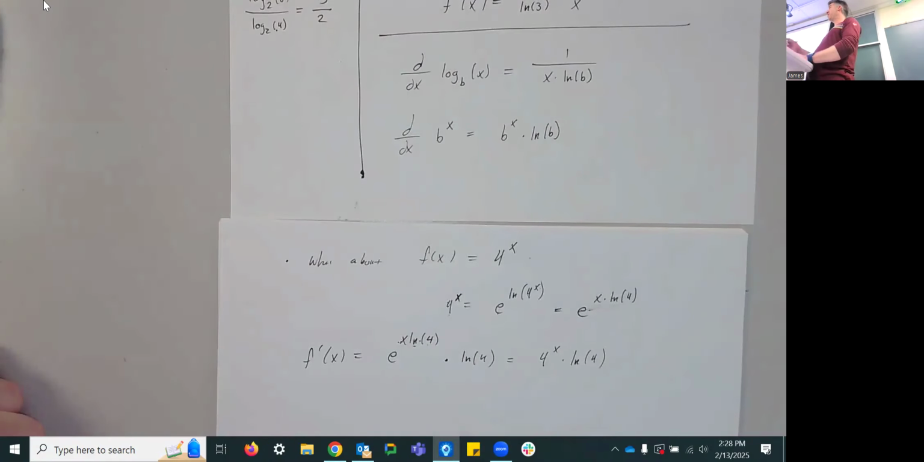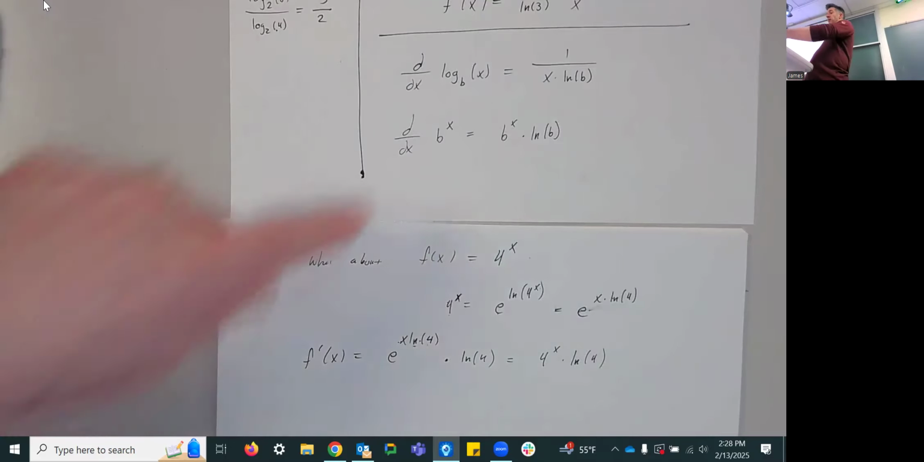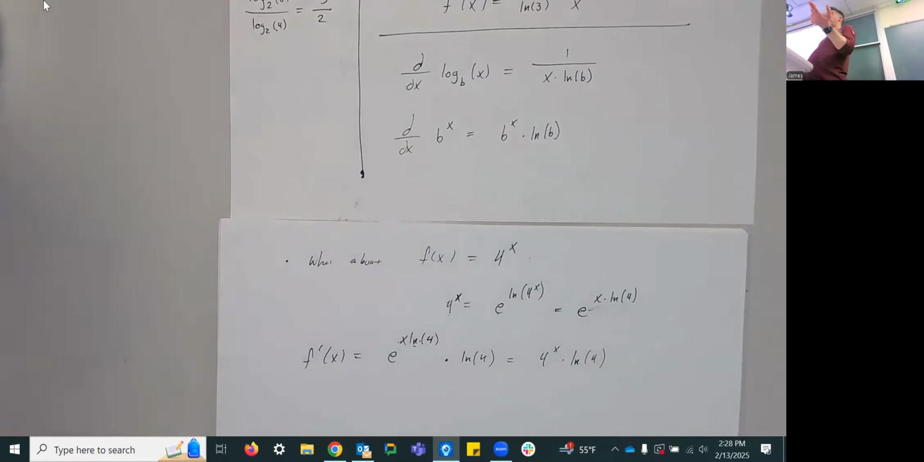So the way I think about this is if your base is something other than e, if you're differentiating a logarithm with a different base, you end up dividing by the natural log of that base. If you're taking the derivative of an exponential with a different base, you end up multiplying by the natural log of that base. And technically, this formula is true whether or not your base is e.